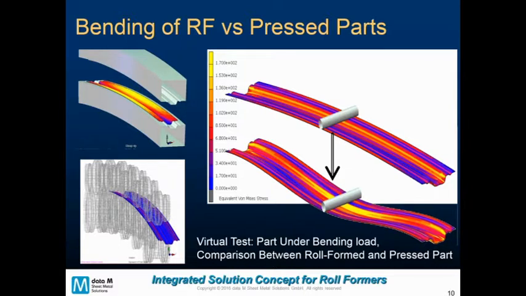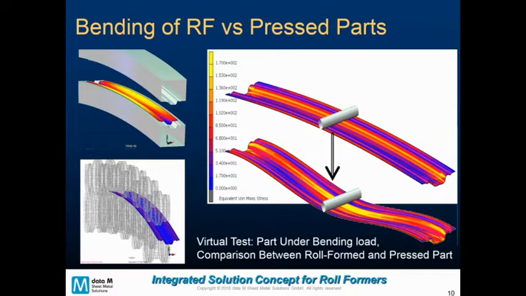We can look at the difference in the stresses between the two by making a virtual test showing a part under bending load. And we can see the differences that the work hardening that's taken place during the roll forming process has, and maybe sometimes the strengths and the benefits of roll forming over the pressed part.